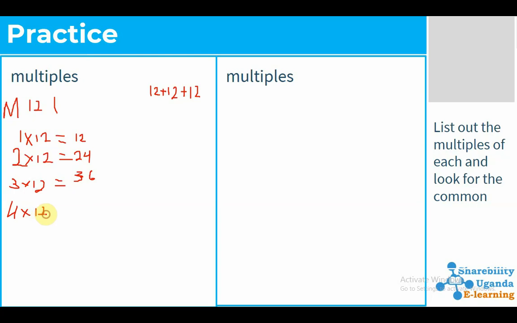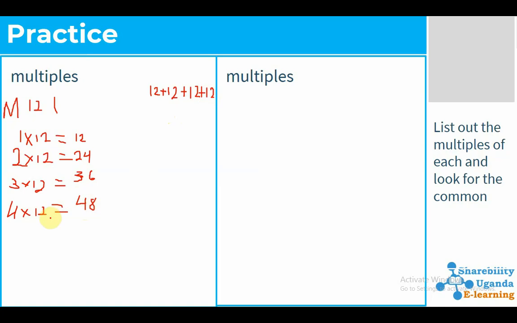4 times 12, we also add our 12 here. We want to have 4 times 12: 1, 2, 3, 4. So we add 12 plus 12 to have 24, plus 12 is 36. 36 plus 12, what is the answer here? We shall get 48. Our answer is 48.